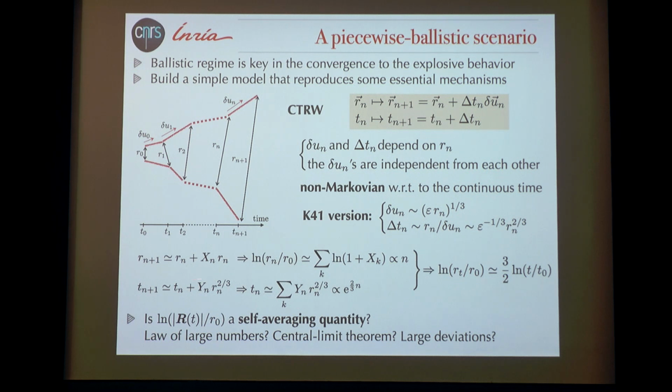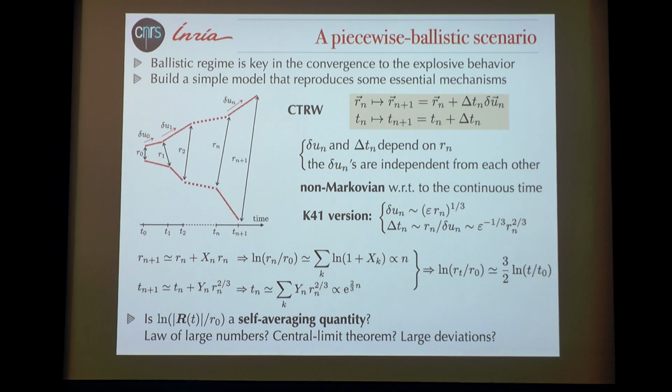The second point is that, again assuming this kind of scaling for delta t, you can write the time t after n steps as an exponential of something times n. So n is the log of time. Which means that log of r will grow like log of time, which is what we want for power laws. Putting all the powers together, the log of the ratio between separation and initial separation is 3/2 log of t over t0, which is the same scaling as saying that r squared goes like t cubed.